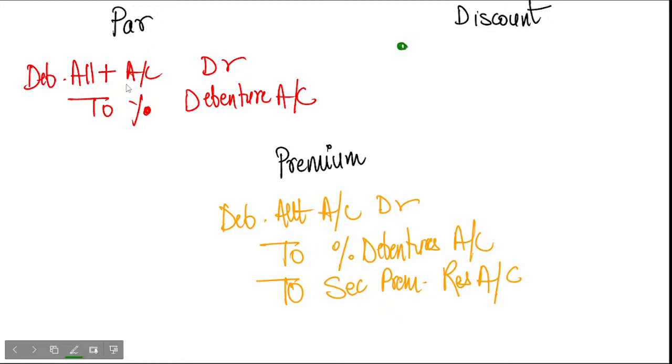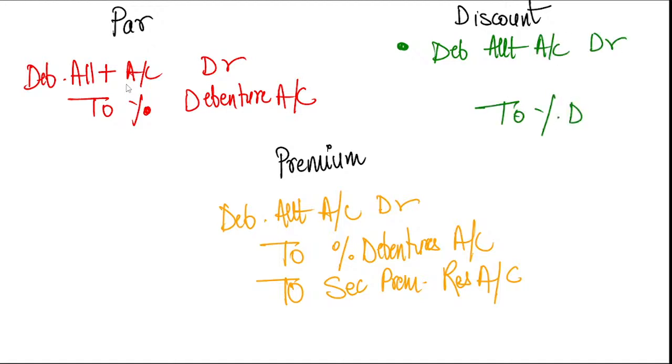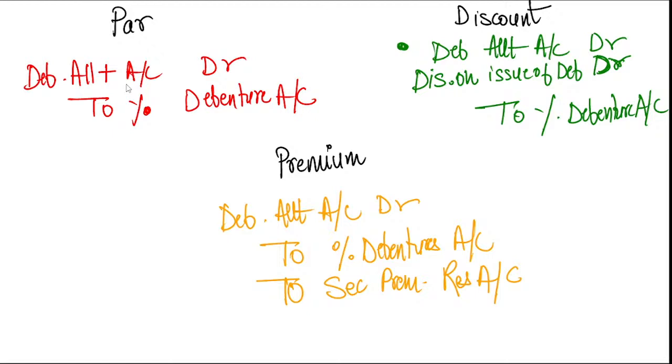And then the entry of discount. First, you will pass the normal entry: debenture allotment account debit, 2% debentures account. Then discount on issue of debenture. If you are giving a discount, it is a loss, and all expenses and losses are debited. So discount on issue of debenture will be debited. So this is the entry for discount: debenture allotment debit, discount on debenture debit, 2% debenture.